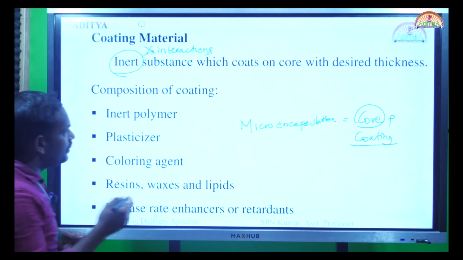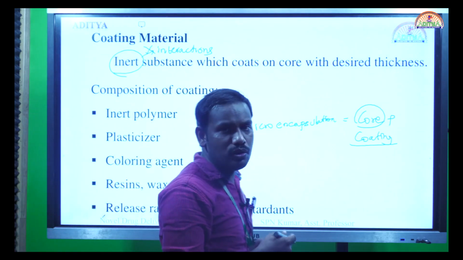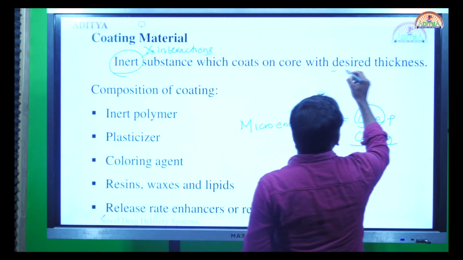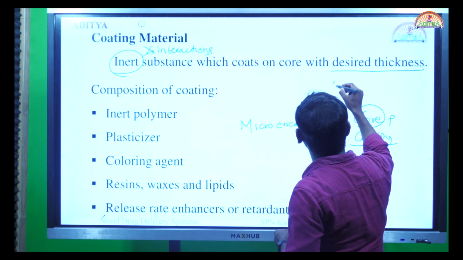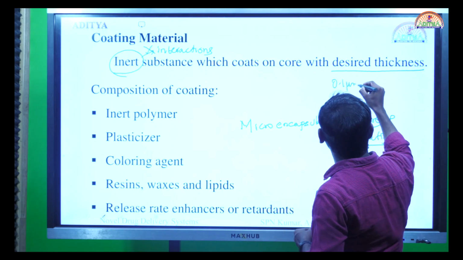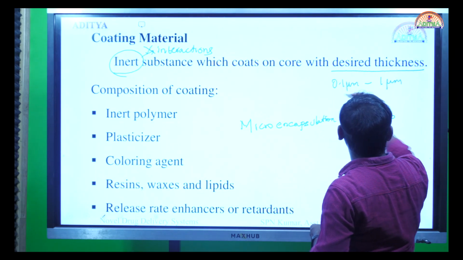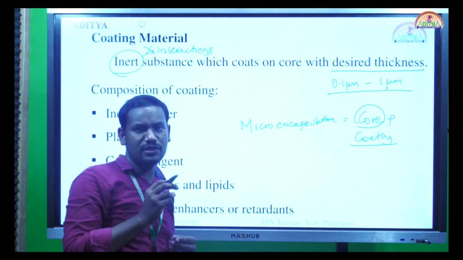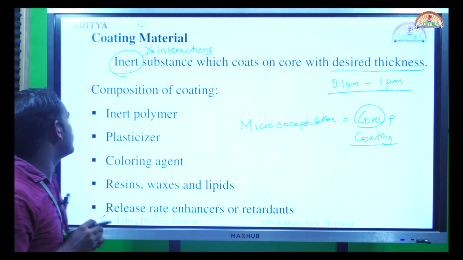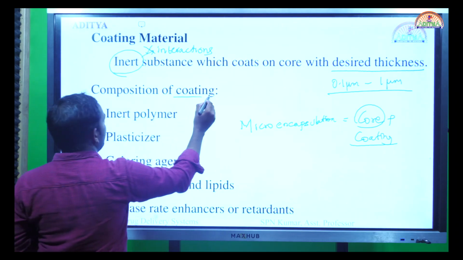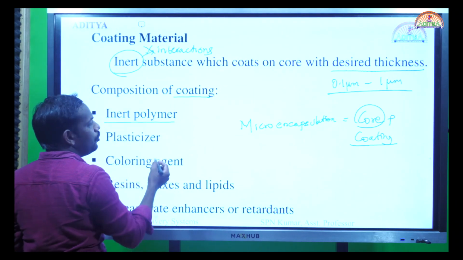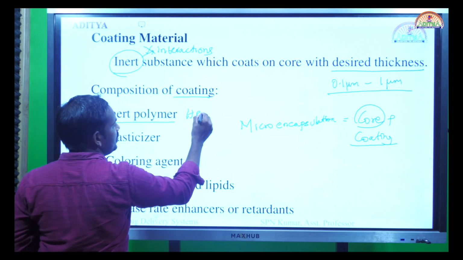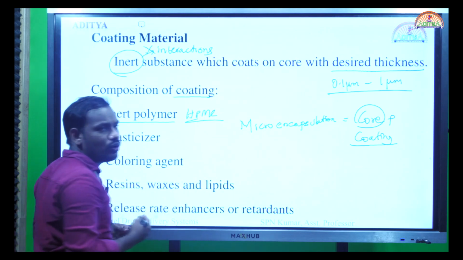So this is sprayed onto the core material until the desired thickness is obtained, usually 0.1 microns to 1 micrometer of thickness is used for coating, such that you will get a fine scale of microcapsules. So what is the composition of this coating material? We will use an inert polymer like HPMC, EC, Eudragit or silicone materials.